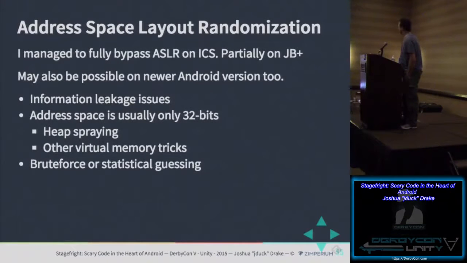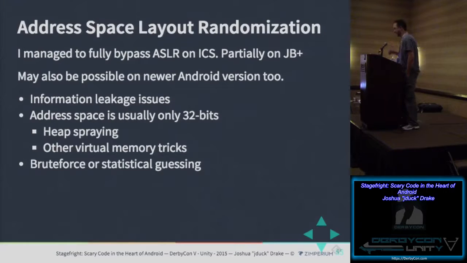Address layout randomization. The big bypass, it's shocker, 32-bit address space, heap spray. Yes. One very large thing. Very large. Can't split it up. It's one. So a lot of address space you control right away. I don't even know why I got other virtual memory tricks on there, because I didn't need any of those, really.